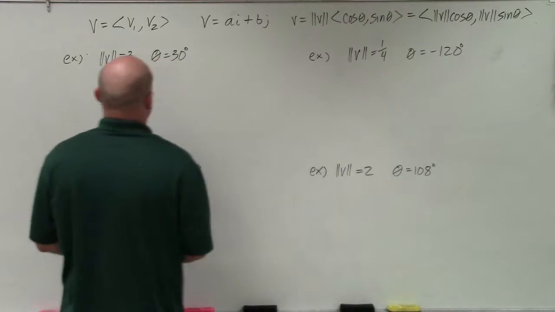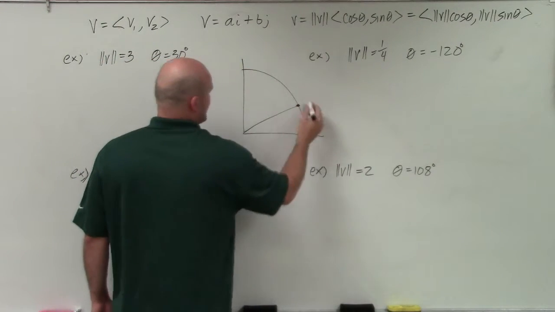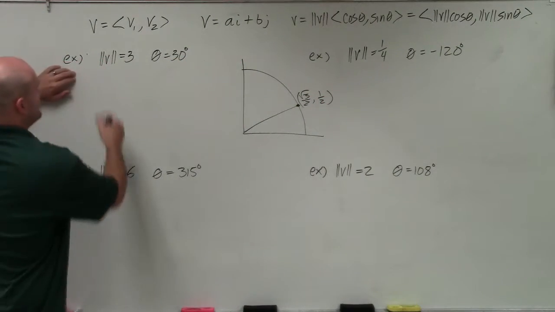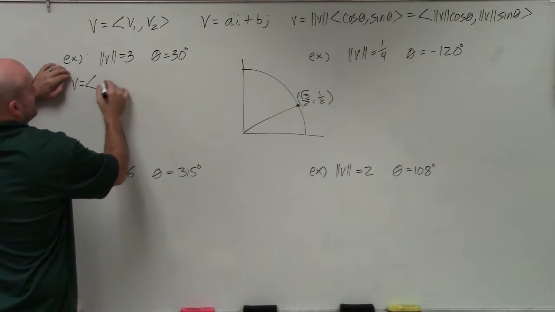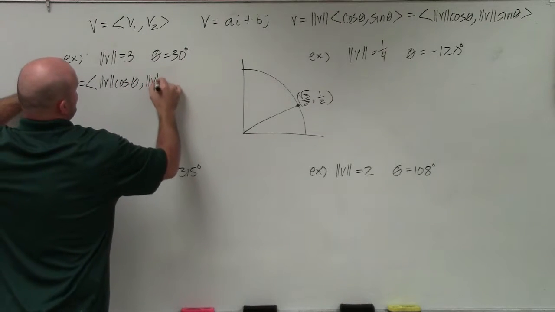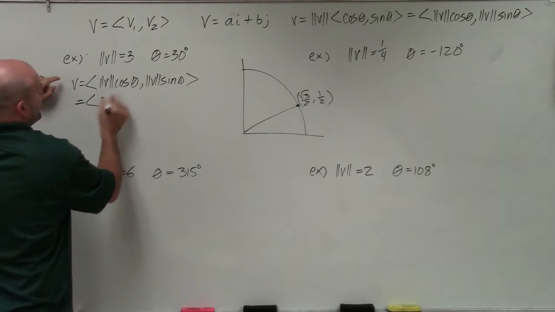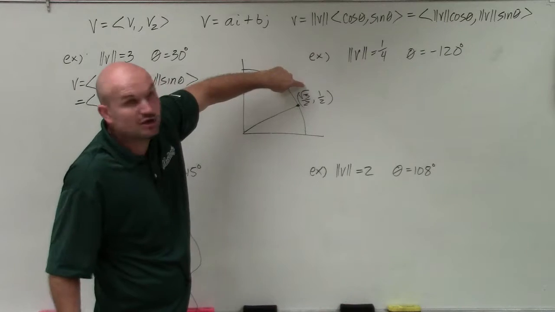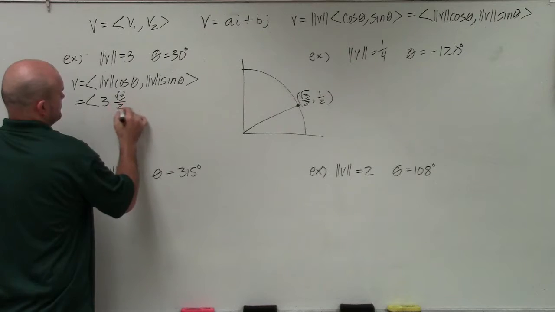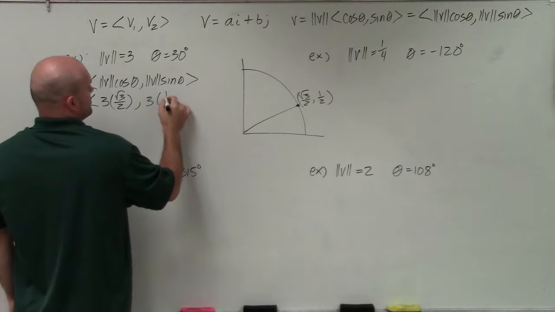I don't know why I erased that, but if you remember on this unit circle, here's 30 degrees. That point is square root of 3 over 2, comma 1/2. So we have our vector, and I'm just going to use v equals magnitude of v times the cosine of theta, comma magnitude of v times the sine of theta. Okay, so we know the magnitude is going to be 3. Cosine of theta, remember, represents the x-coordinate, which is square root of 3 over 2, comma, magnitude, which is 3, times the sine, which is the y-coordinate, which is 1/2.